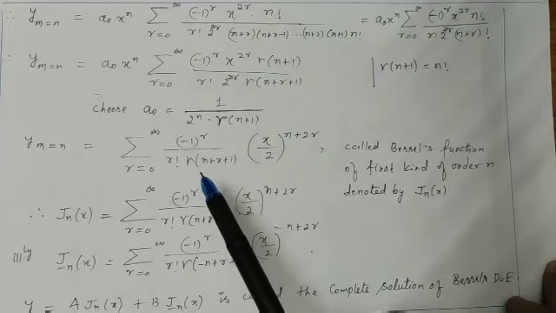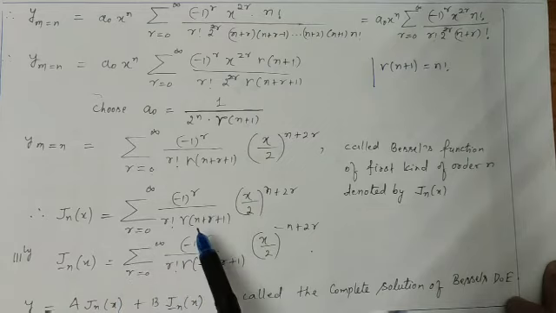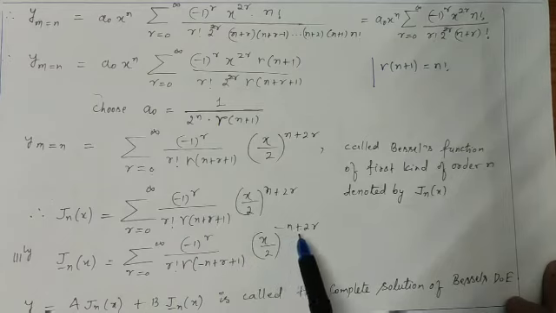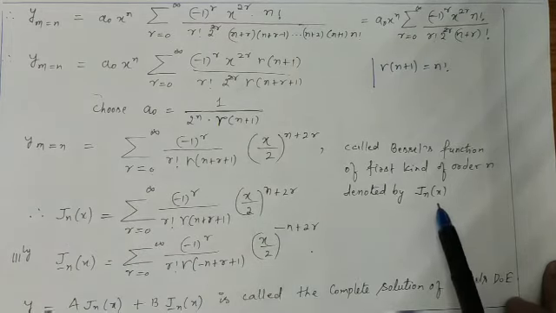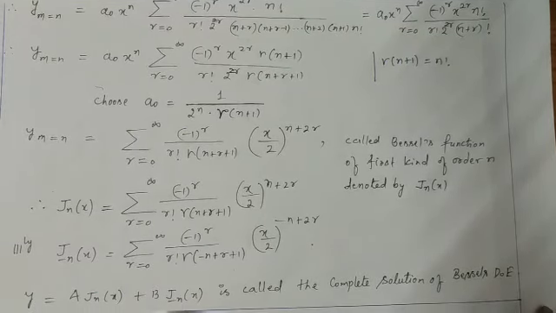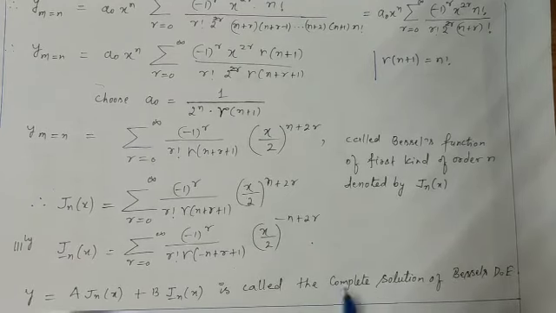Now in the same way we can find J minus n of x. So what is J minus n of x? J minus n of x is equal to summation r equal to 0 to infinity, minus 1 power r, divided by r factorial, gamma of minus n plus r plus 1, (x by 2) power minus n plus 2r. So remember that this function which is equal to y is denoted by Jn of x. Now y, which is equal to a into Jn of x plus b into J minus n of x, is called the complete solution of the Bessel's differential equation.